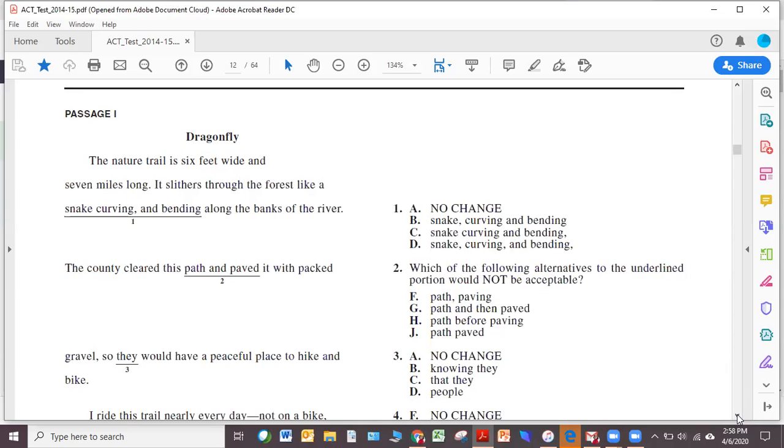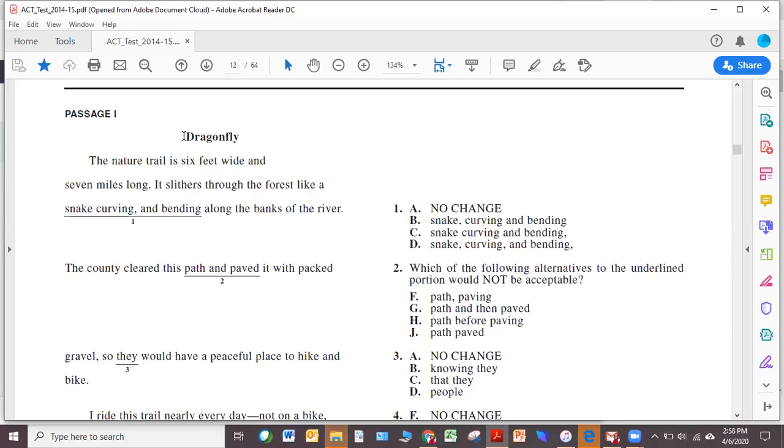That's step one. So we are going to read, the nature trail is 6 feet wide and 7 miles long. It slithers through the forest like a snake, curving and bending along the banks of the river. The second step is to notice how your answer choices are the same and how they are different.